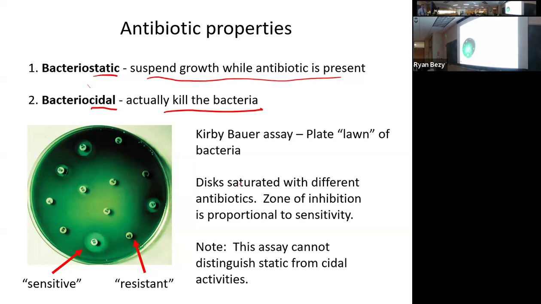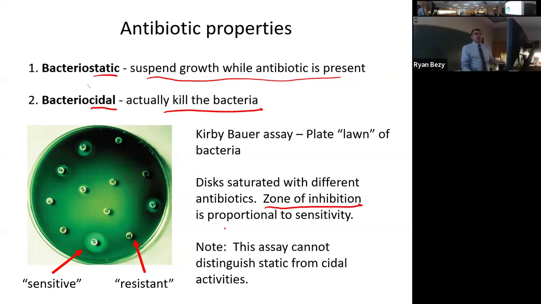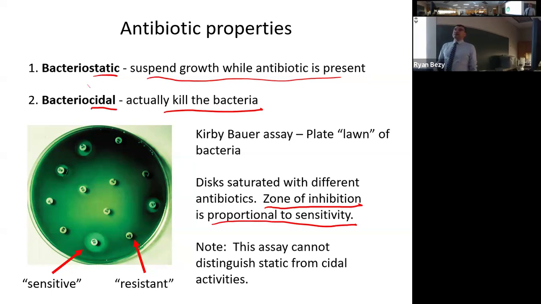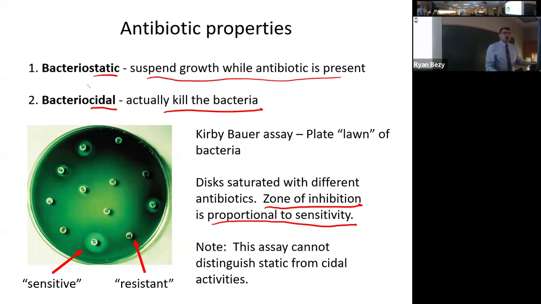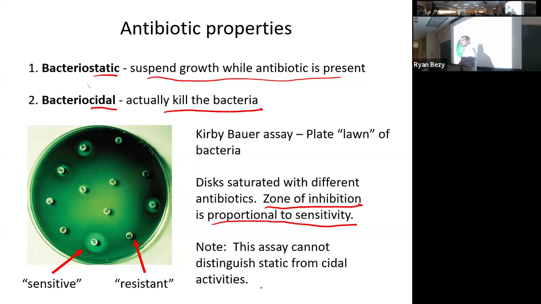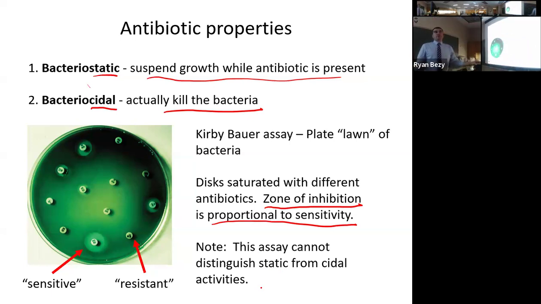All right, this creates what are called zones of inhibition, and those are typically proportional to the sensitivity. That's my fancy way of saying the bigger the zone, the more susceptible; the smaller the zone, the less susceptible. Also note, this cannot distinguish static antibiotics from cidal antibiotics. We don't know if this is actively killing the bacteria or just stopping their growth. For instance, something like penicillin stops growth, but doesn't actively kill the bacteria.